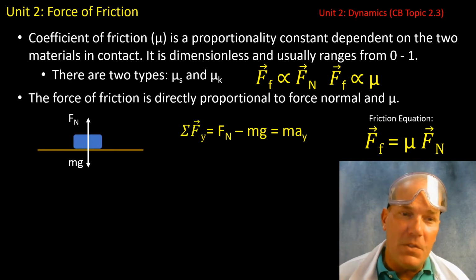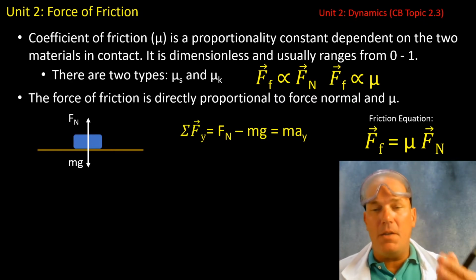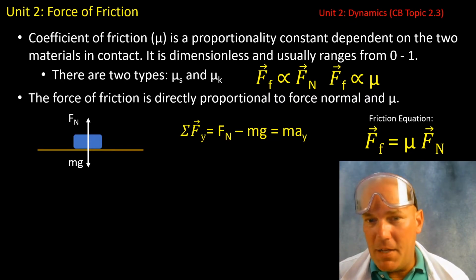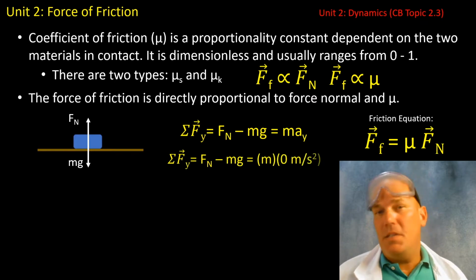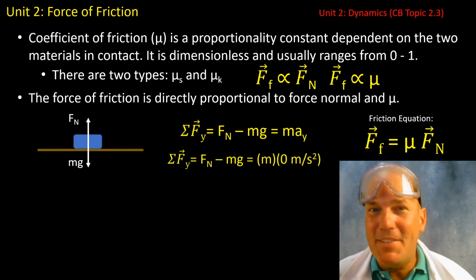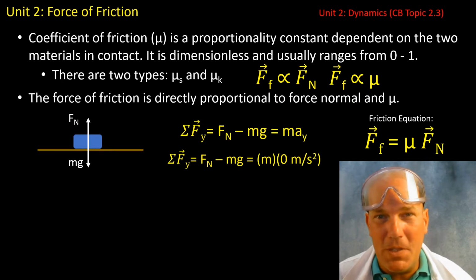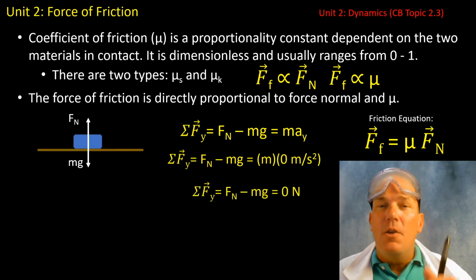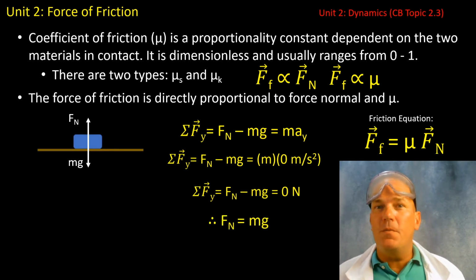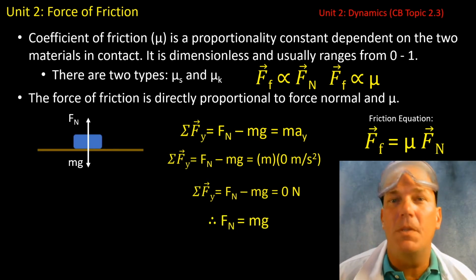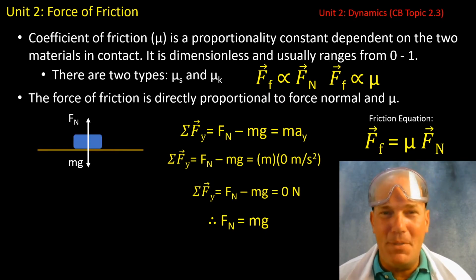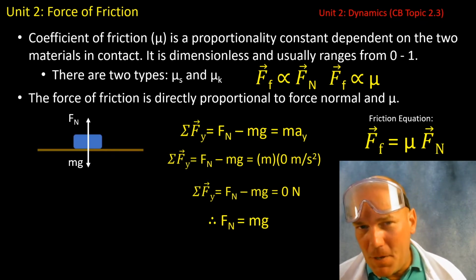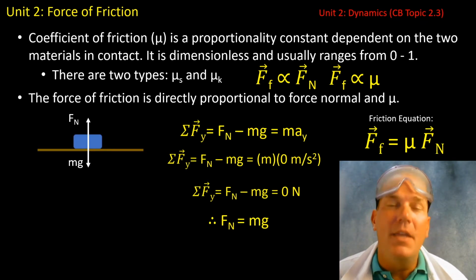Let's sum the forces vertically for this object at rest. We will call up positive and down negative. Because this object is at rest, it has no net external force and therefore no acceleration. Right side becomes 0. We can rearrange this, solving for force normal, saying that force normal is equal in magnitude but opposite in direction to the force of gravity, which is the product of the mass multiplied by the acceleration due to gravity.